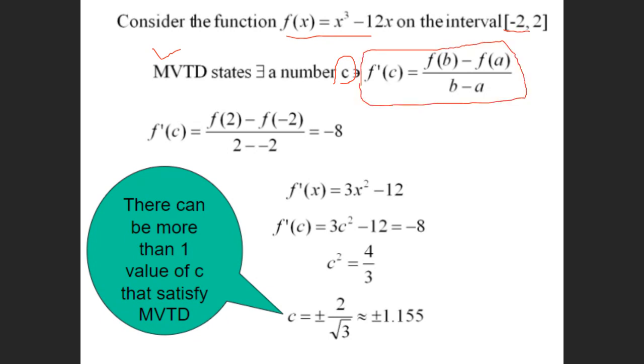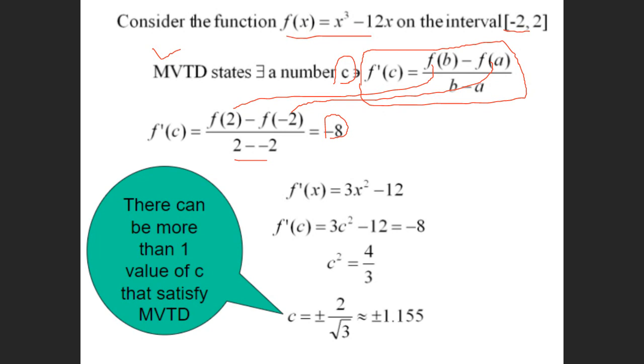So now I have to find f of b. You have to find f of 2, because the value of a is negative 2 and the value of b is positive 2. And you have to find f of a, that is f of negative 2, and divide by b minus a. So b is 2 and a is negative 2. When you solve, your value is negative 8. And in the same way, find the derivative of the function.